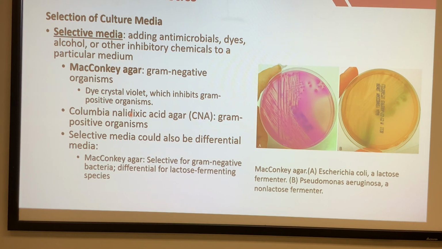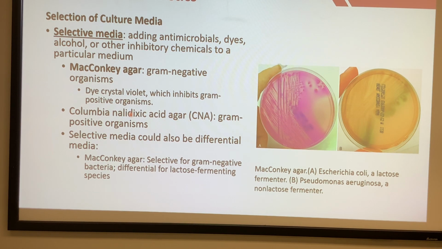MacConkey is actually heavily used in the laboratory because it can serve as a differential media as well, not only selective. How to differentiate? MacConkey agar allows gram-negative organisms to grow, but it will give you a really bright pink color if your organism is a lactose fermenter, like the picture shown here. Your E. coli here, not a dangerous species, but this E. coli strain is a lactose fermenter, so it utilizes the agar substrate and makes a bright pink color. But if you have a non-lactose fermenter, then you don't have a color change. So this second picture here, Pseudomonas, is the example for that group.